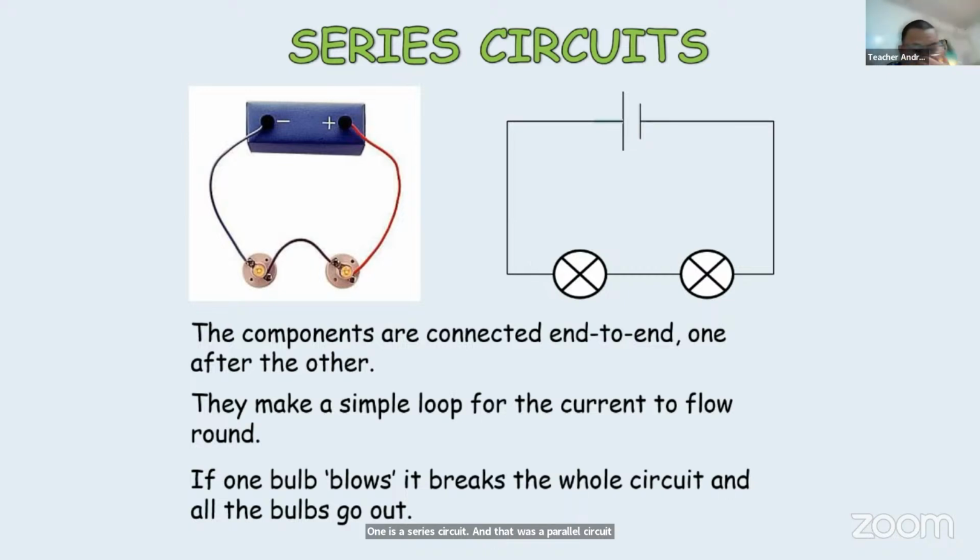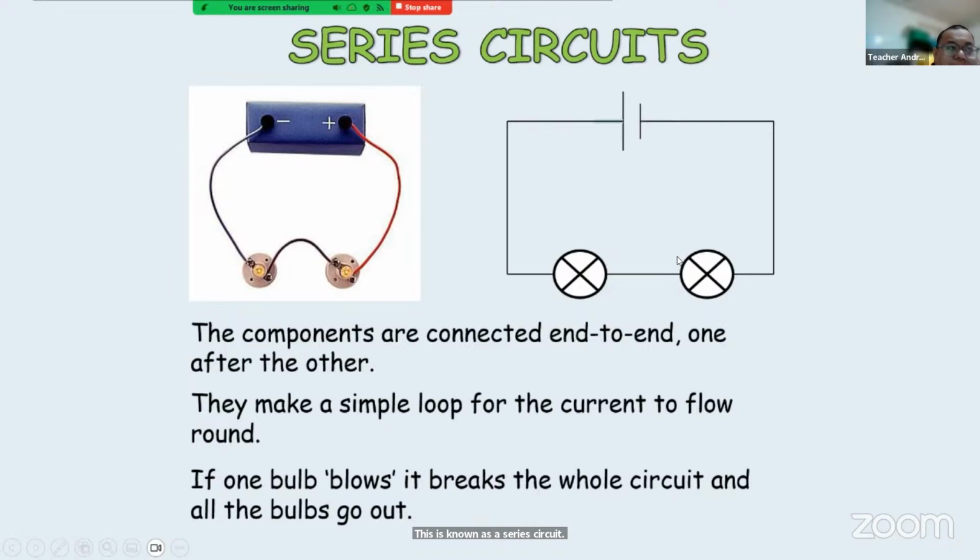A series circuit, how do we know which is which? The series circuit basically means that all the components are connected end to end, one after another. They make a simple loop for the current to flow around. So basically, if you see only one rectangle shape in your diagram, like this, where 1 battery and 2 light bulbs, 1 complete rectangle shape with all the components, the light bulbs in one straight line, this is known as a series circuit.